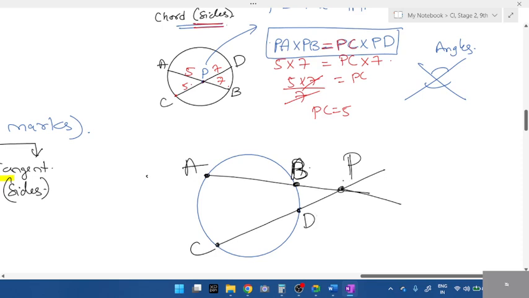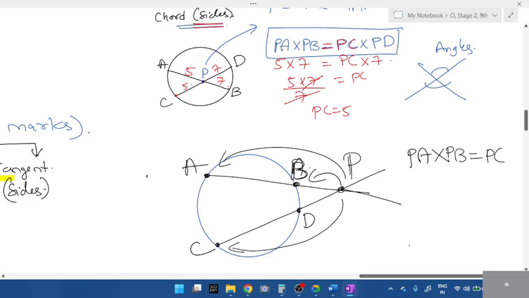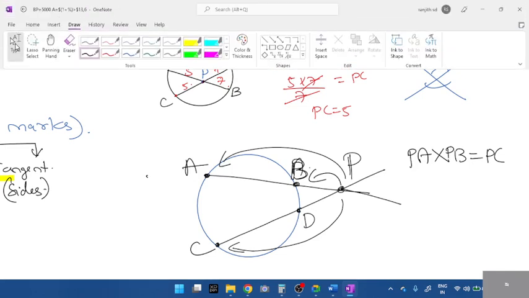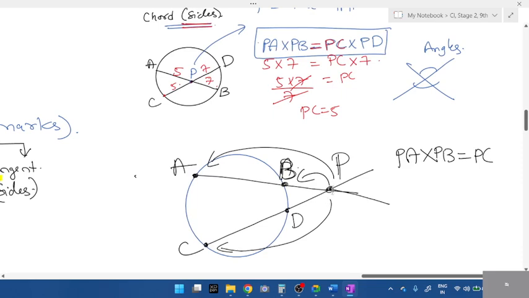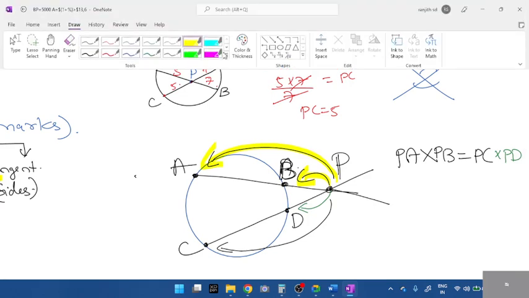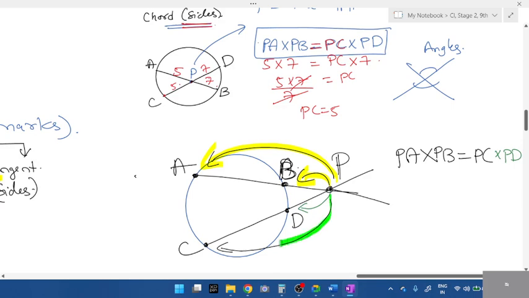Okay, the formula is the same. P into A. You have to take the entire value PA multiplied by PB is equal to the entire value PC. So don't copy that first one. Yeah, that one was wrong. Into PD, the smaller one. Into PD, this one. So look at the arrows here. PA into PB, that is one pair. The second one is entire PC multiplied by PD, which is one pair.